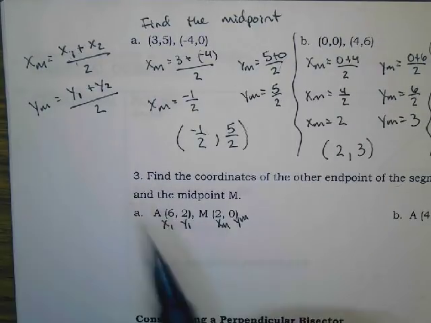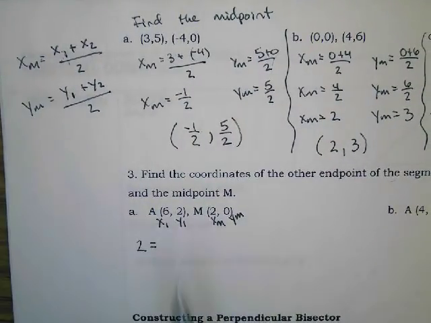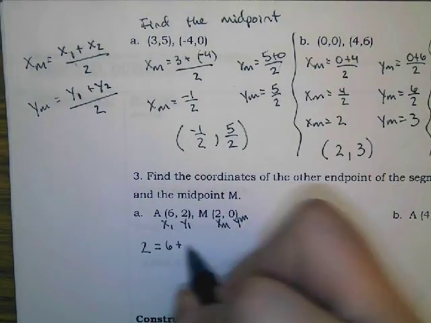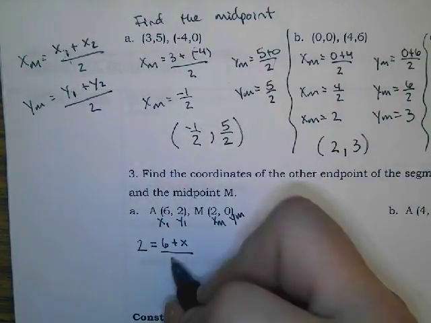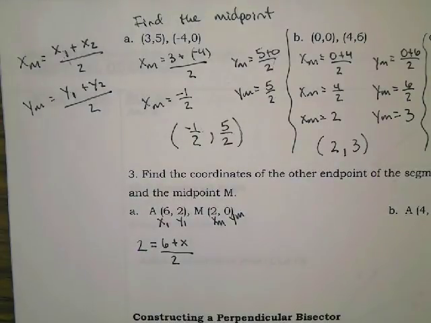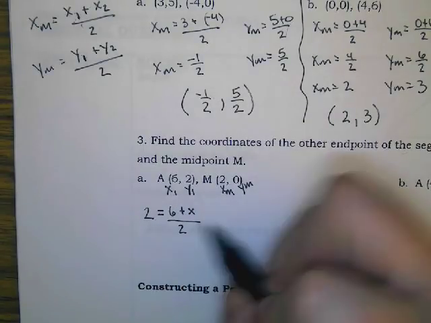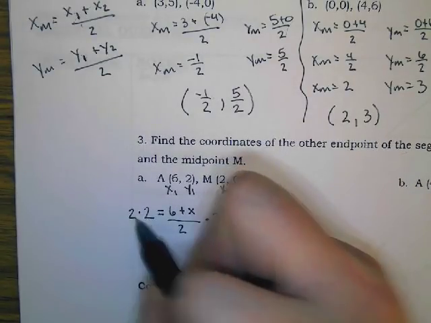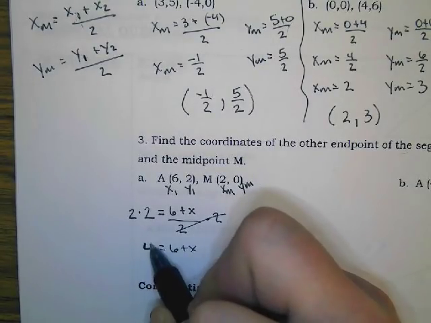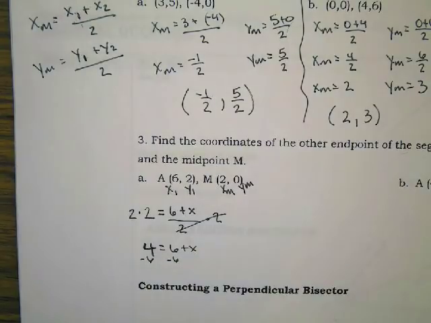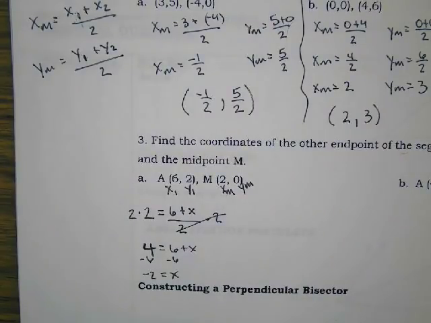So I have xm, 2, is equal to x1, which is 6, plus my x2. I'm just going to label it x because it's the only variable I have, and I'll divide that by 2. Now here's the process. First, I want to get rid of this division by 2, so I will multiply both sides by 2. That cancels out, and we have 4 is equal to 6 plus x. Then we'll subtract 6, and we'll get negative 2 is equal to x. That's how we're going to do this.